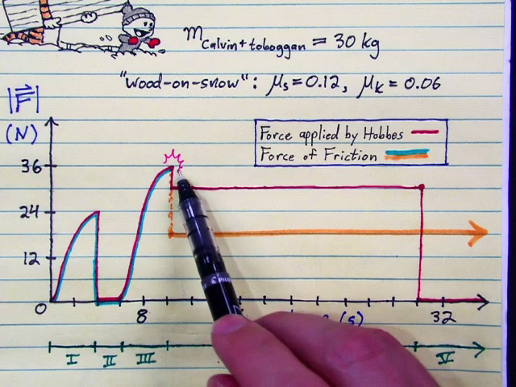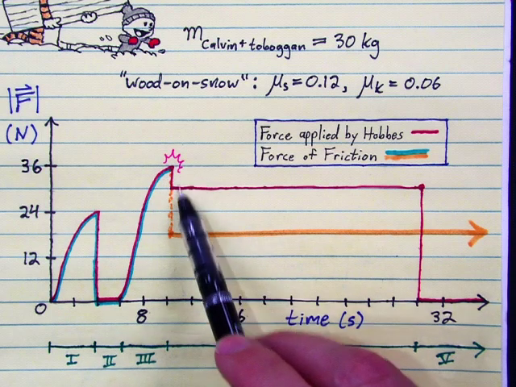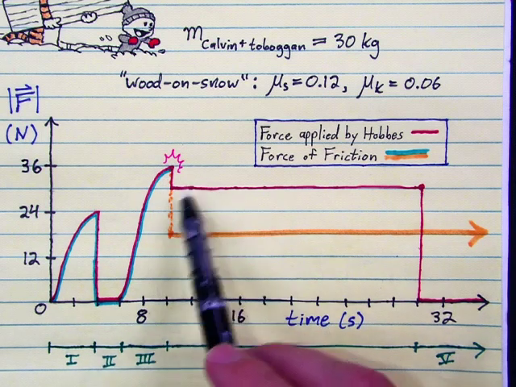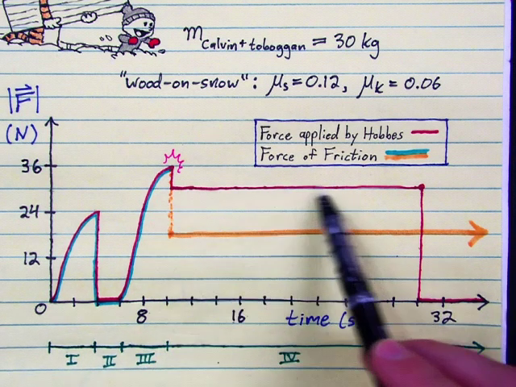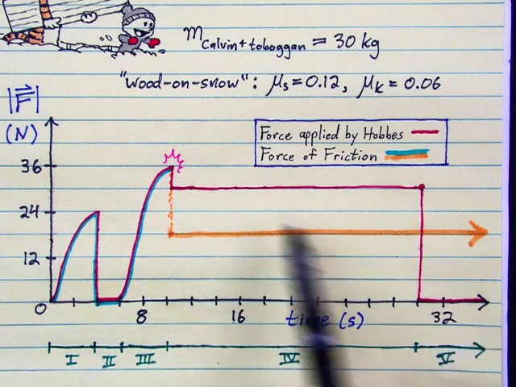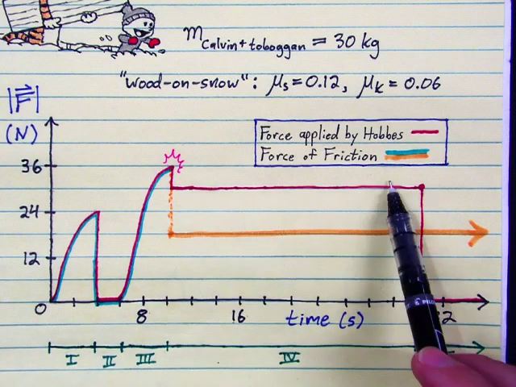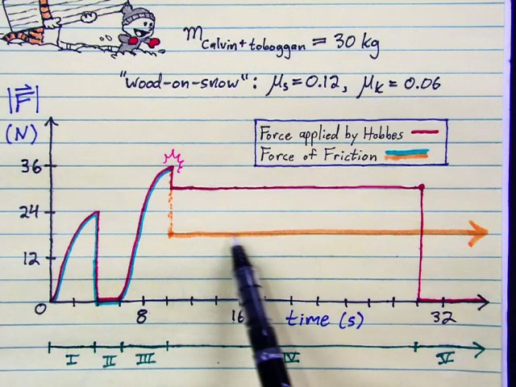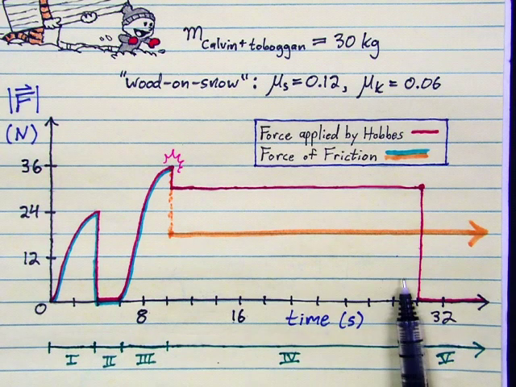So from that moment onward, Hobbes lets up a little bit, doesn't have to push quite so hard anymore, and he continues to push at a constant 30 newtons of force for this whole time period, while kinetic friction is opposing him. So during this time, Calvin is accelerating. The applied force by Hobbes is greater than the opposing force of kinetic friction, so Calvin is speeding up during this whole time period 4.